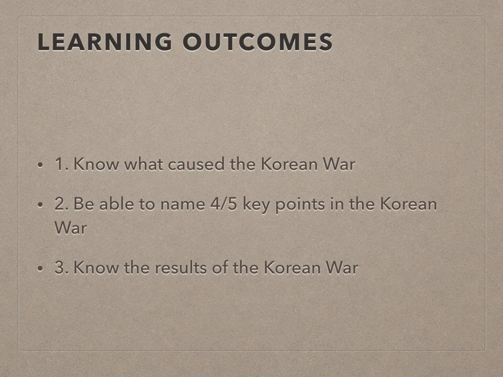So you guys should now know what caused the Korean War. So the establishment of two separate governments in North and South Korea, and the North Korean invasion of South Korea. You guys should be able to name 4 to 5 key points in the Korean War. So that would be the North Koreans pushing the South Koreans down into Busan, General MacArthur landing at Inchon, pushing the North Koreans back up towards the Yalu River, China intervening, MacArthur being dismissed. These are all key points in the Korean War.